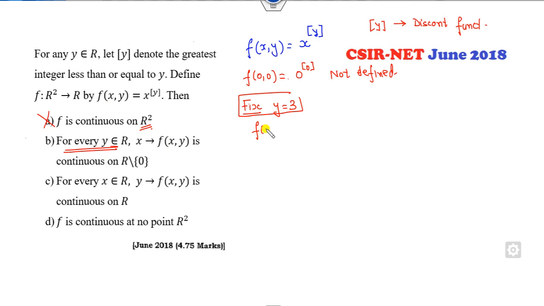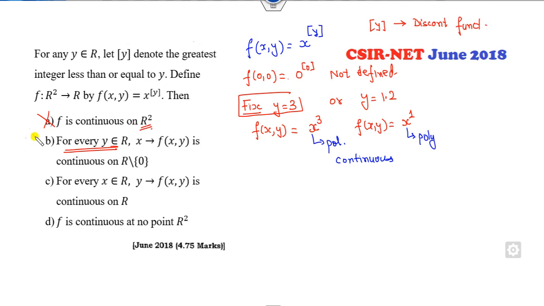So what is f of (x, y)? So x to the greatest integer of y is x cubed, or if you choose y equal to 1.2, then your f(x) will be x to the power of the greatest integer of y, which is x to the 1. What is that? This is a polynomial. Fine. So what does it mean? It means every polynomial is a continuous function. So yes, it is continuous apart from the 0, because 0 is not satisfied.